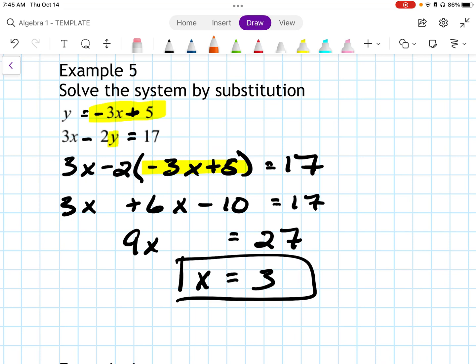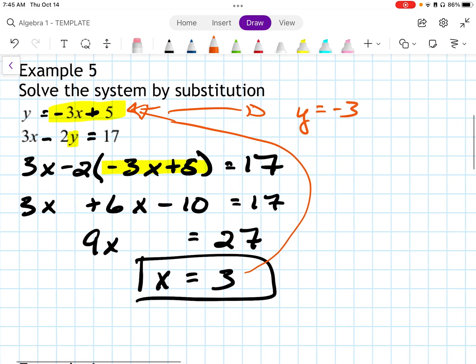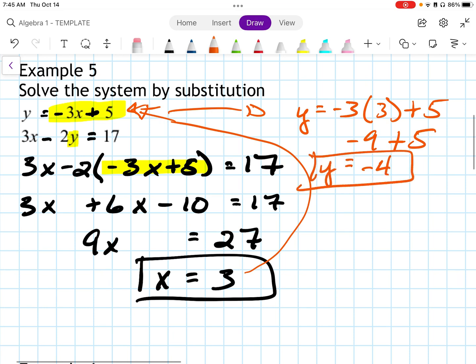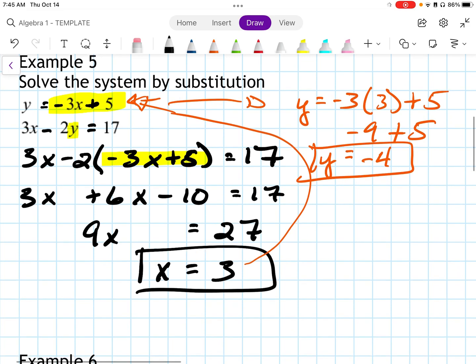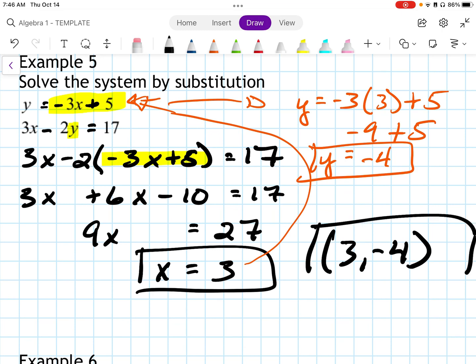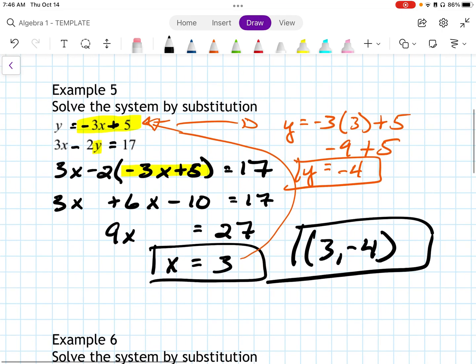It doesn't matter which one you plug into now, but you want to make the decision on which one would be easiest, right? I think the easiest one would be that top one. So I'm going to plug that in to the top one. That will be y equals negative 3 times positive 3, because that's my x, plus 5. So this is negative 9 plus 5, which is negative 4. Okay. Now we need to write this as an ordered pair. My ordered pair would be 3, negative 4. There we are.